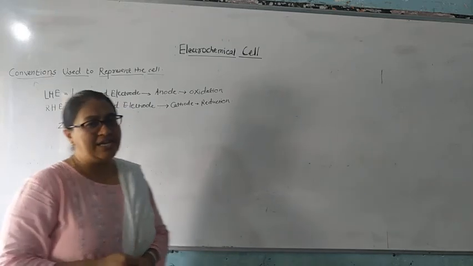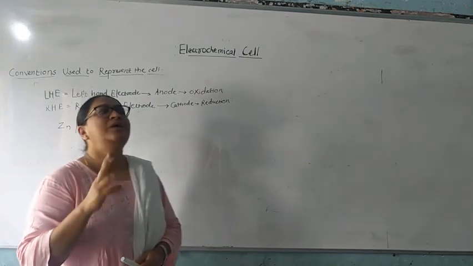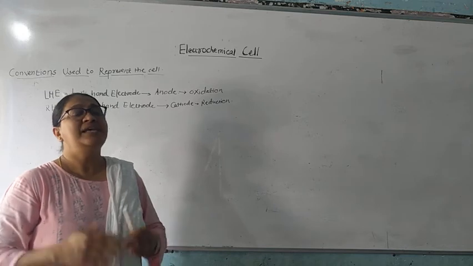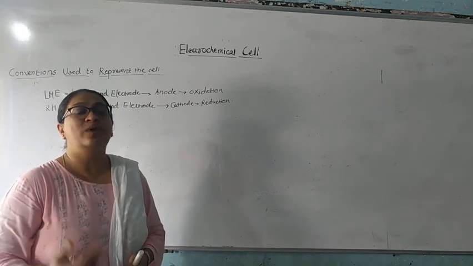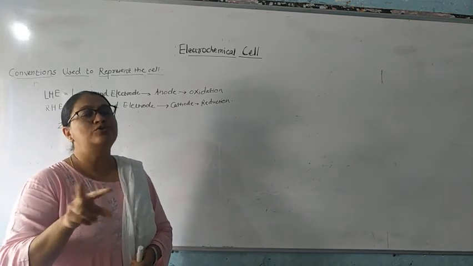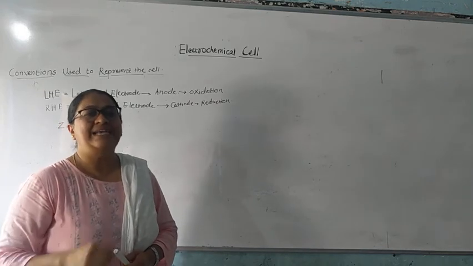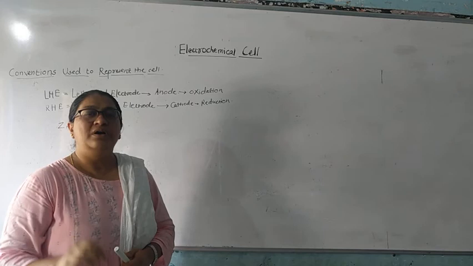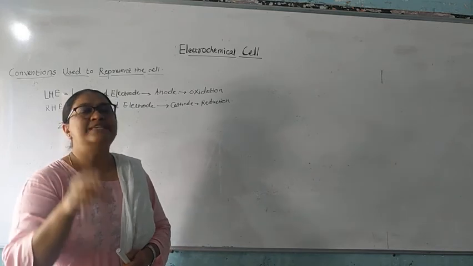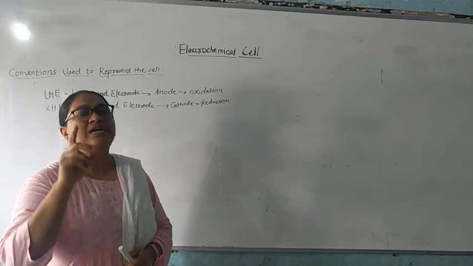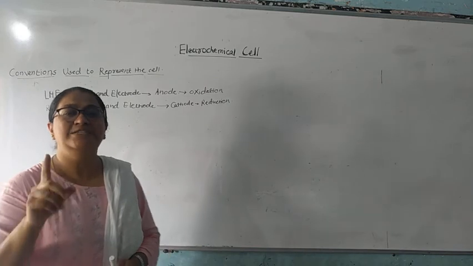The next convention is that when the two electrolytes are in indirect contact, that means when we use the salt bridge, the two solutions are not in direct contact, right? So in that case, to show the presence of a salt bridge, the double vertical line is used.